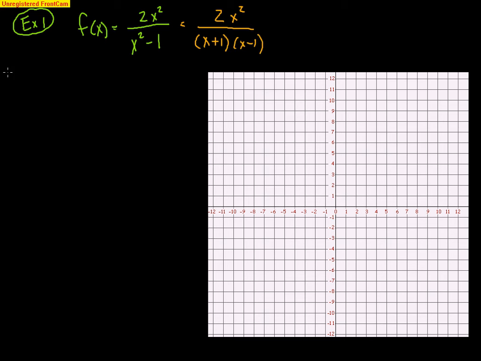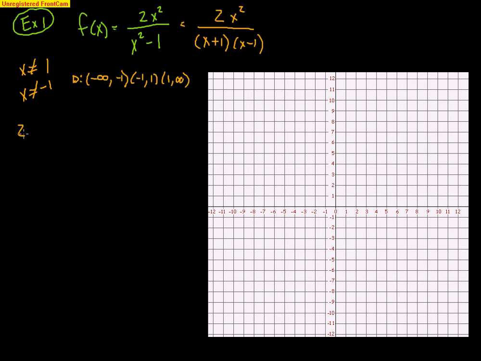Okay, first off, excluded numbers. X cannot be 1. X cannot be negative 1. So my domain is going to be all numbers starting at negative infinity to negative 1, and then from negative 1 to 1, and then from 1 to infinity.